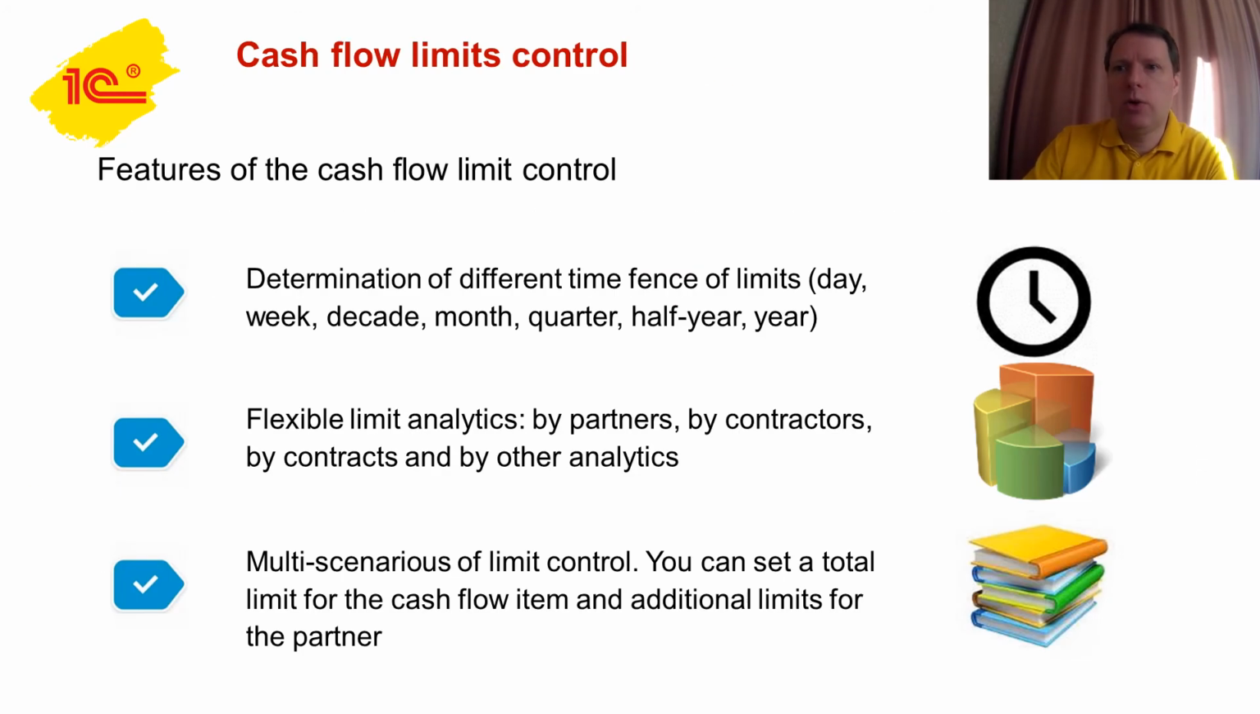Let me tell you about the features of cash flow limit control in 1C ERP. Determination of different time frames of limits: day, week, decade, month, quarter, half year, year. Flexible limit analytics by partners, by contracts, and by other analytics. You can set a total limit for the cash flow item and additional limits for the other analytics.